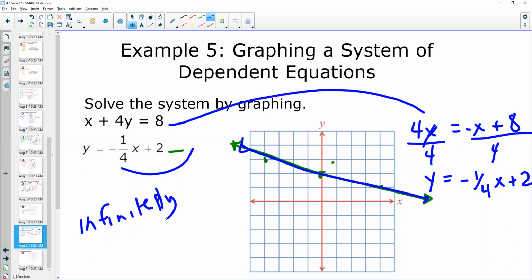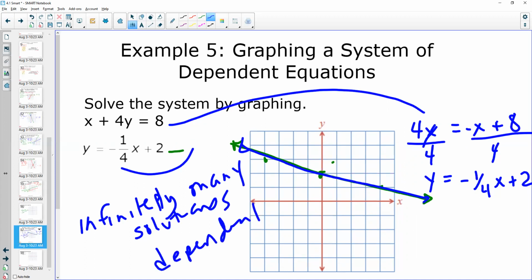Which is a word I can't spell. Infinitely many solutions. These lines are dependent. Okay. The other word we can use is this word we saw earlier, which is coinciding. These are coinciding lines. Okay, but in some way, shape, or form, you need to tell me you know this, okay?